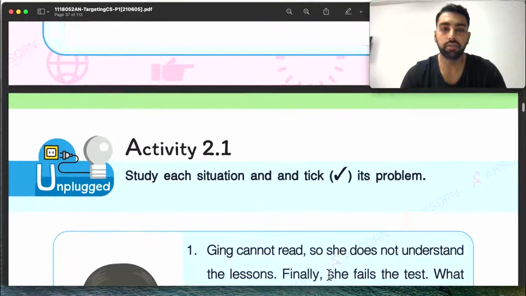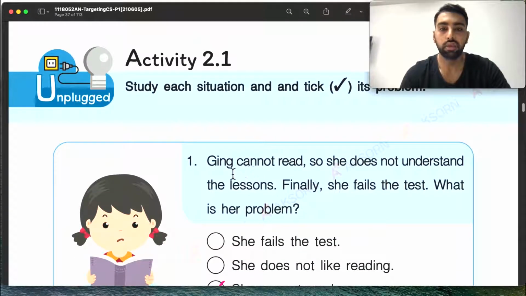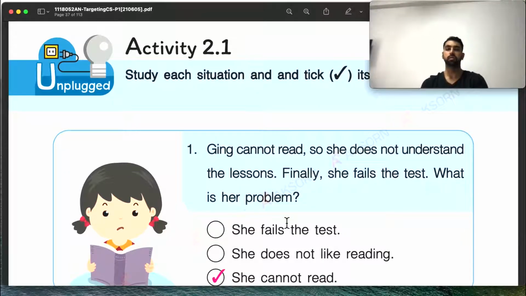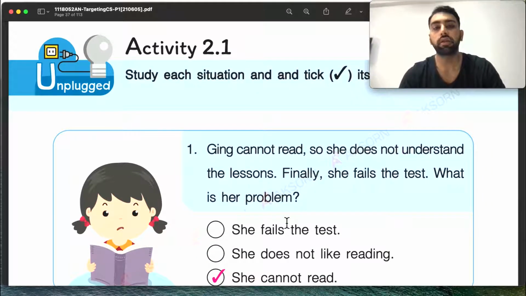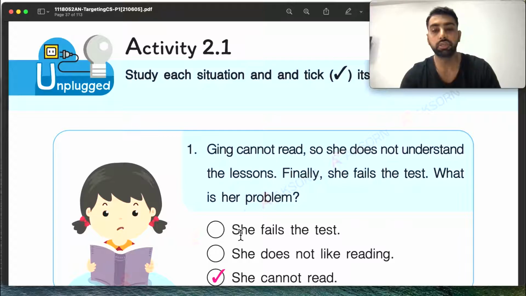Okay, now you have activity 2.1. In this one you have to see that Ging cannot read, so she does not understand the lesson. Finally, she fails the test. What is her problem? What is the problem with this girl? Her name is Ging. She has a problem of reading. She cannot read. Number one, she fails the test. So this is not the problem. She doesn't like reading. That's not the problem. She cannot read. So this is the problem with her.